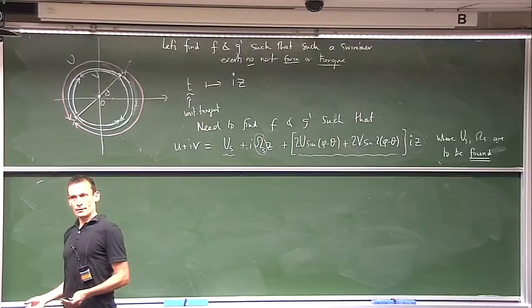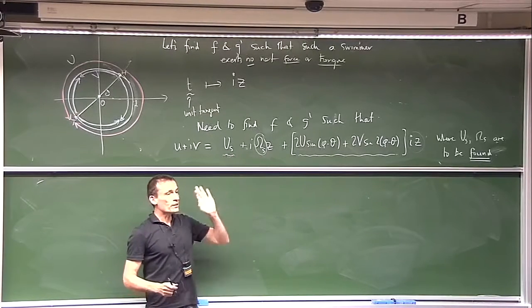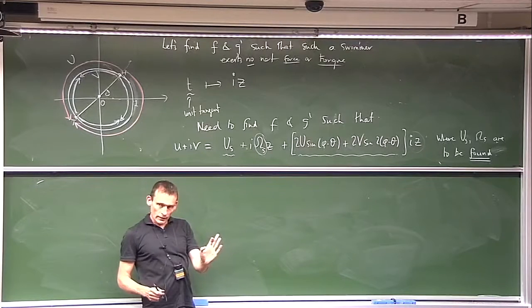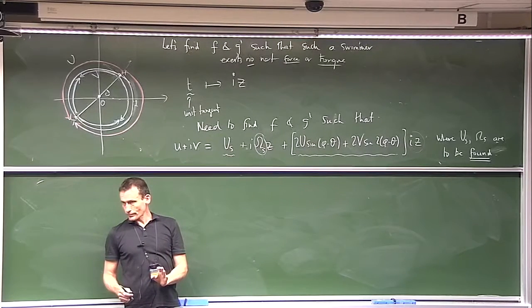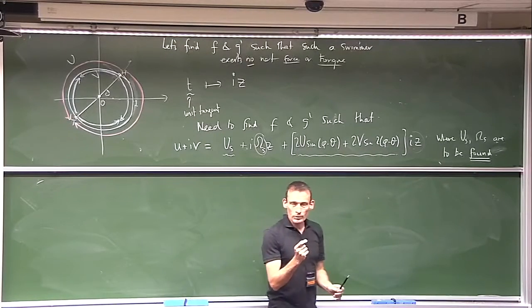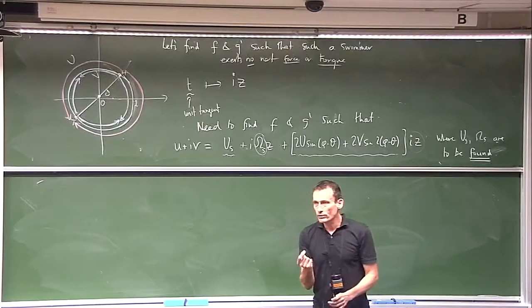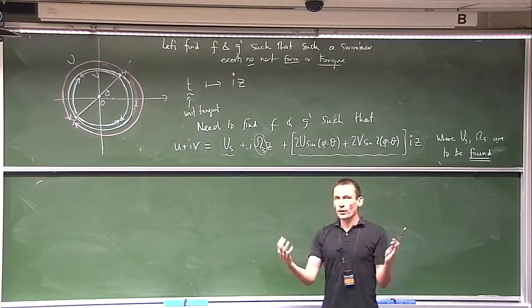Okay? And the values of this and this will be determined by the constraint that there's no net force and no net torque. Does everybody understand? This is very important because this is the essence of low Reynolds number swimming. So this is the essence of a huge branch of science.